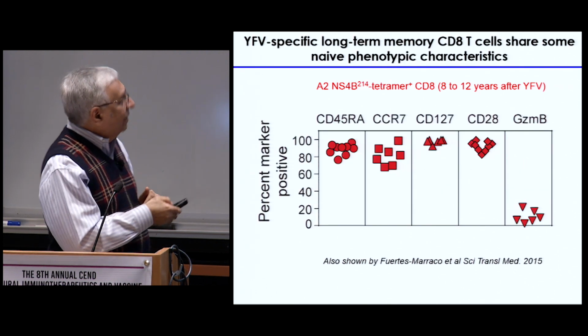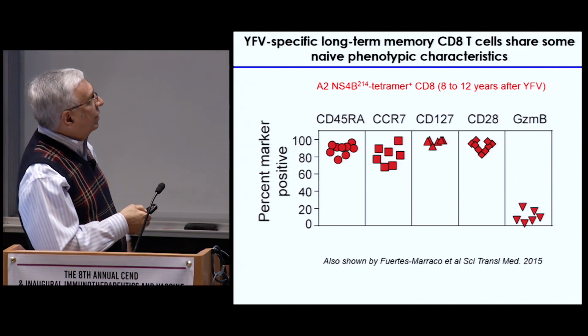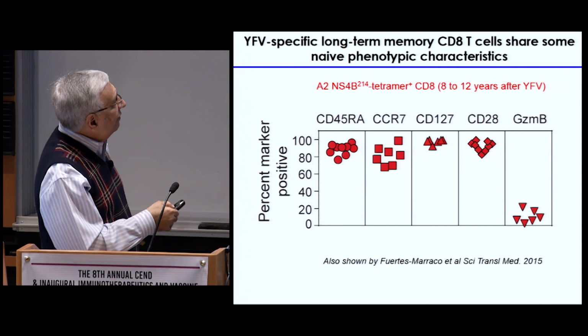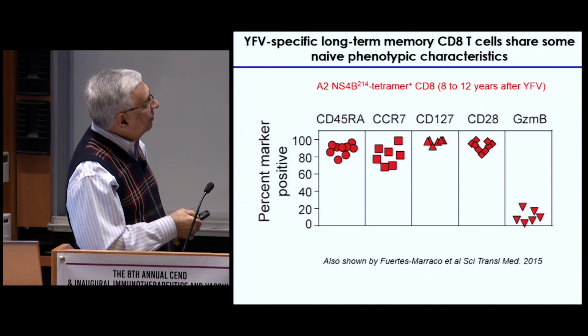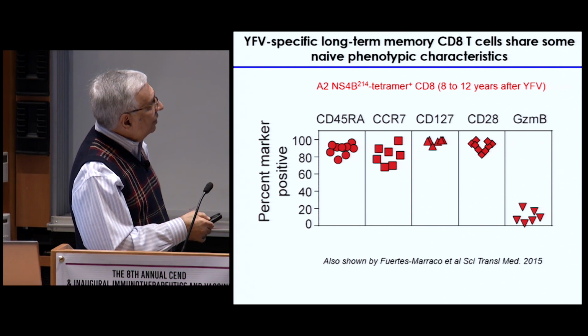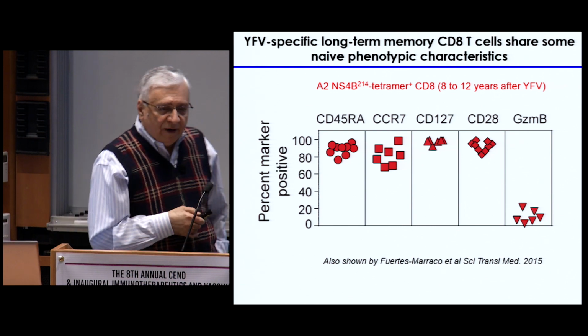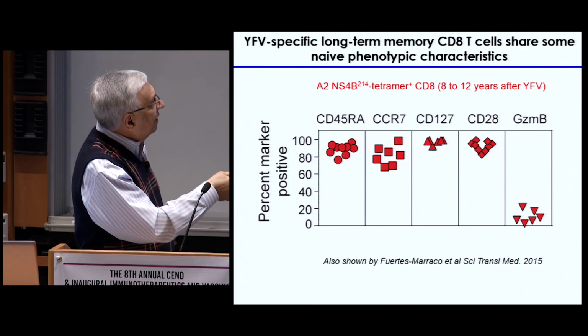So these are, again, tetramer-positive cells, 8 to 10, 12 years after vaccination. They're all CD45RA positive. They're all CCR7 positive. They're CD127 positive, CD28 positive. They don't express any granzyme B. Of course, that's not surprising. But again, these markers are very much like a naive cell.